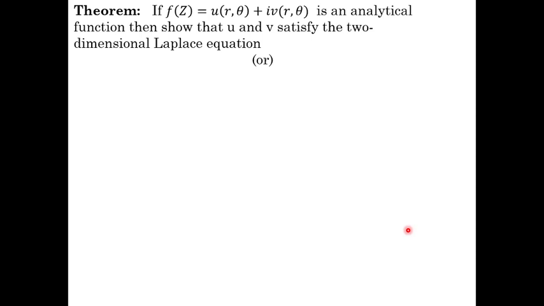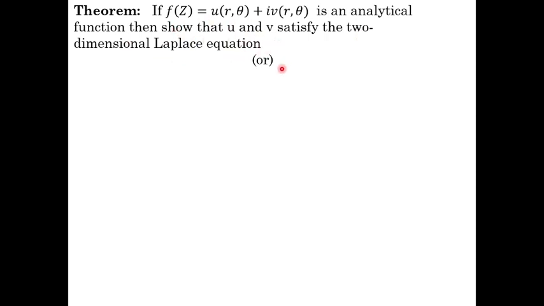In this theorem, in the first theorem, we find the CR equation. In this case, we have to prove the Laplace equation in polar form. If f of z is equal to u plus iv, where u and v are functions of r and theta, is an analytic function, then show that u and v satisfy the two-dimensional Laplace equation.